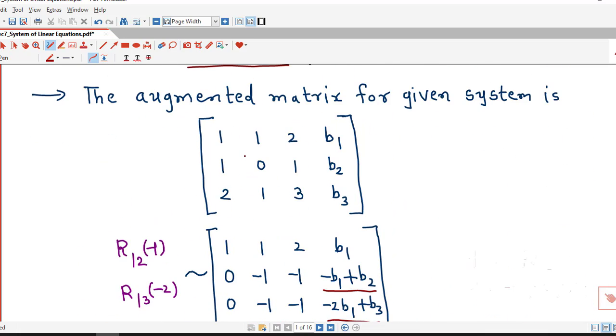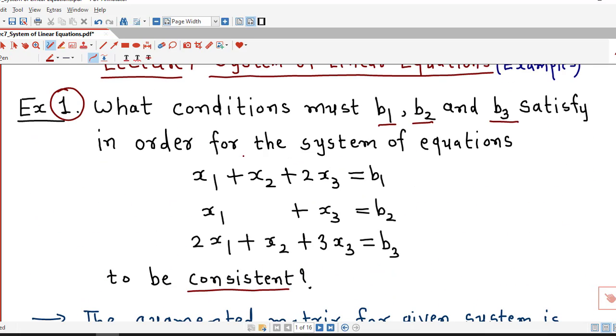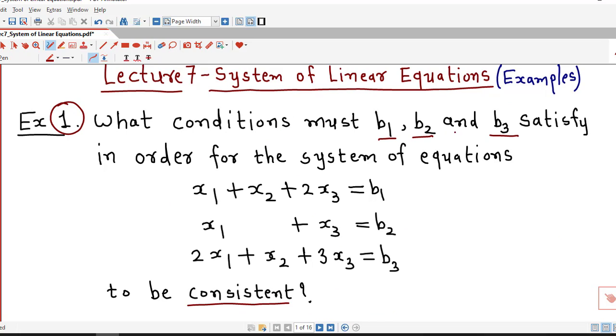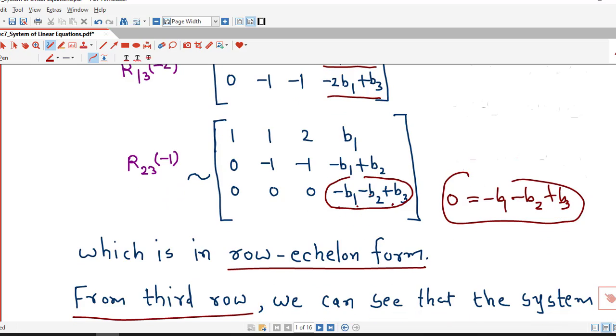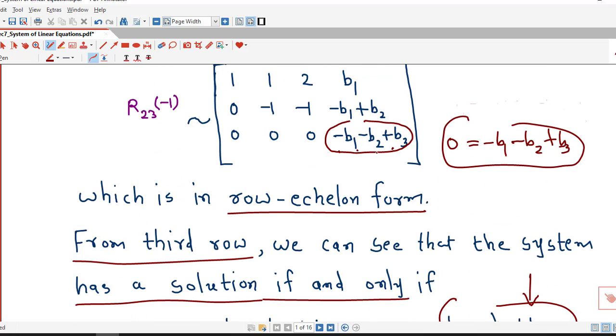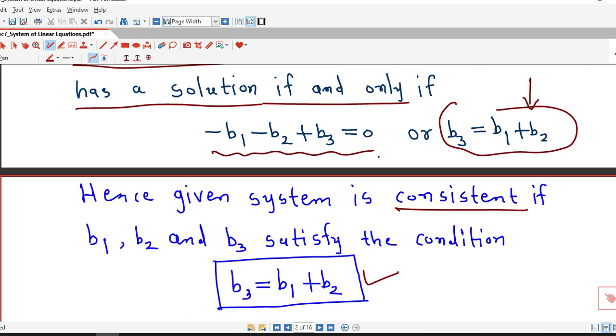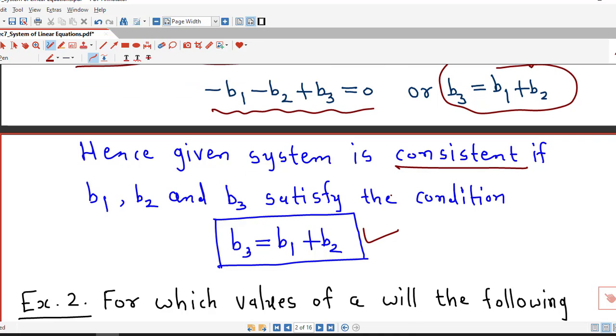So in this way we can decide the conditions on b1, b2 and b3 for which the given system is consistent. We have used the Gauss elimination method. We have just converted the augmented matrix into row echelon form, and from row echelon form we are able to determine the condition on b1, b2, b3 such that the given system is consistent.